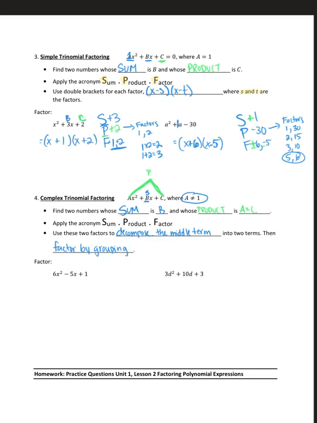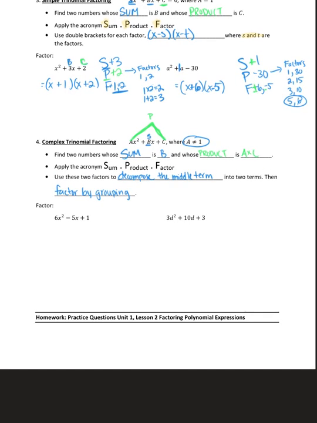So when it says decompose the middle term, all decompose means is that we're going to break it apart into two pieces. Decompose means to break it down. So if I look at our first example here, let's just move this up. We have 6x squared minus 5x plus 1. So I'm going to set up my SPF.